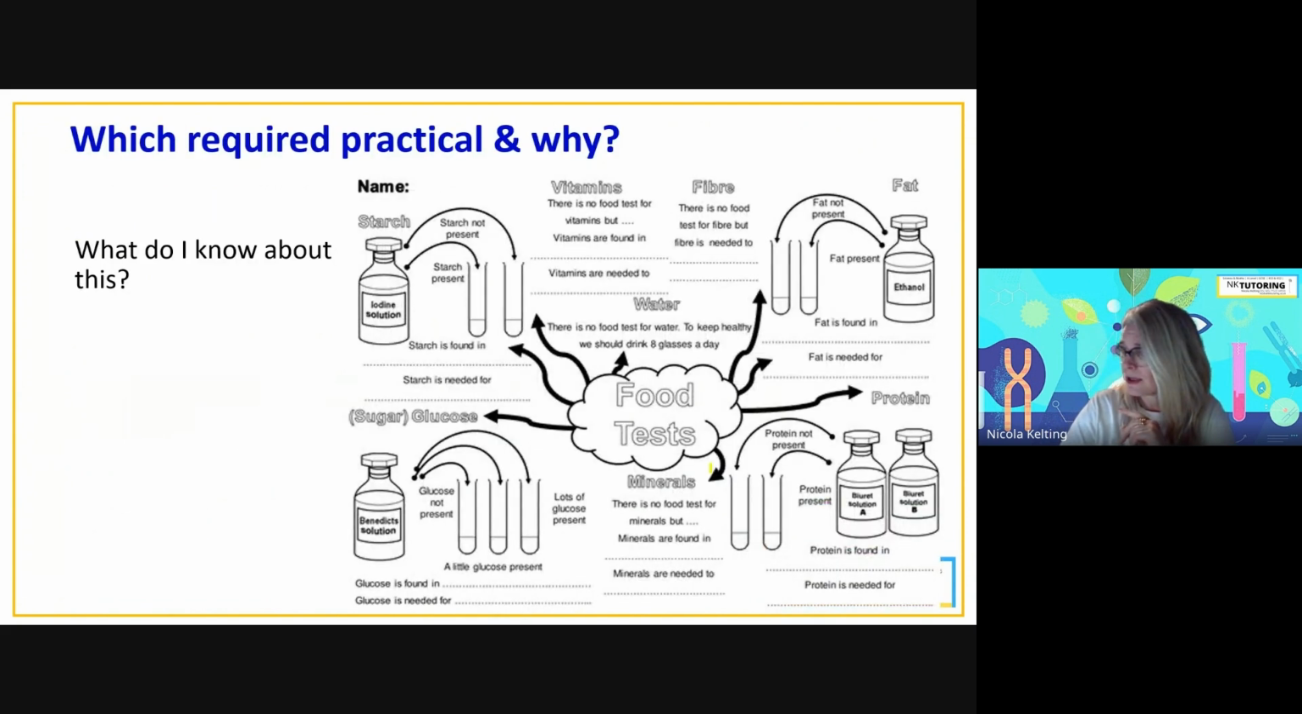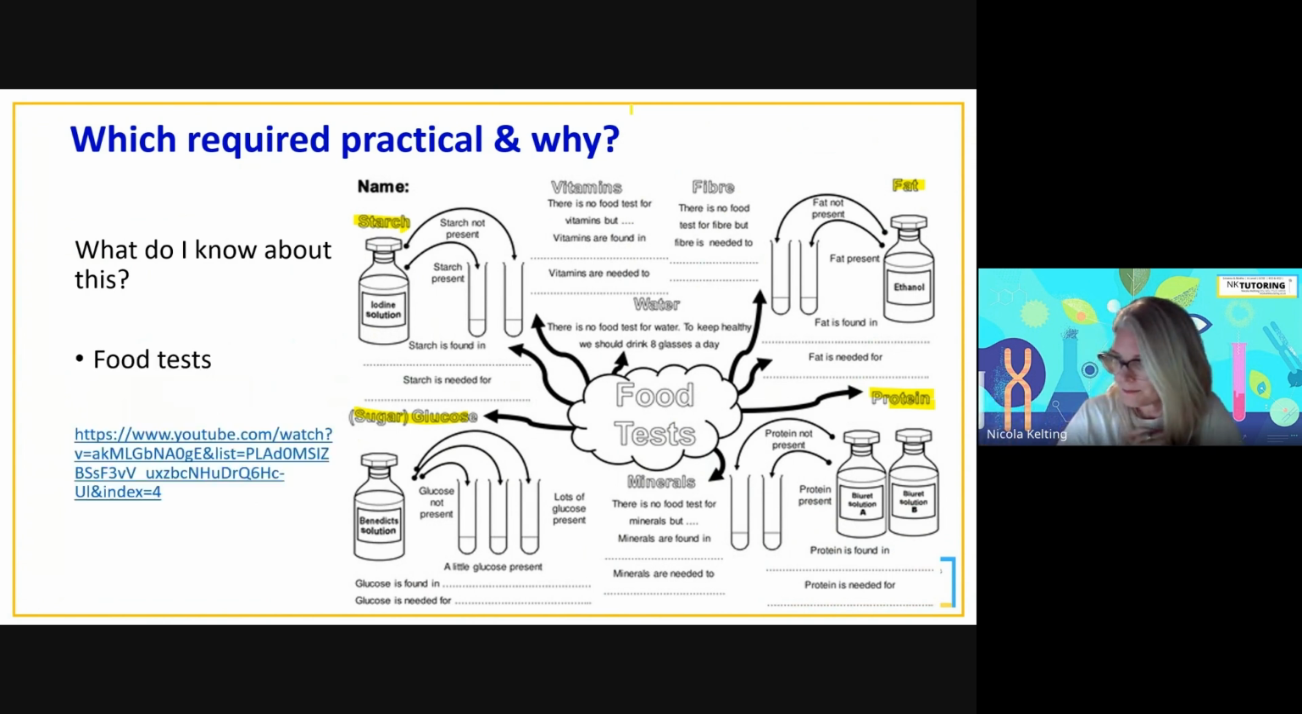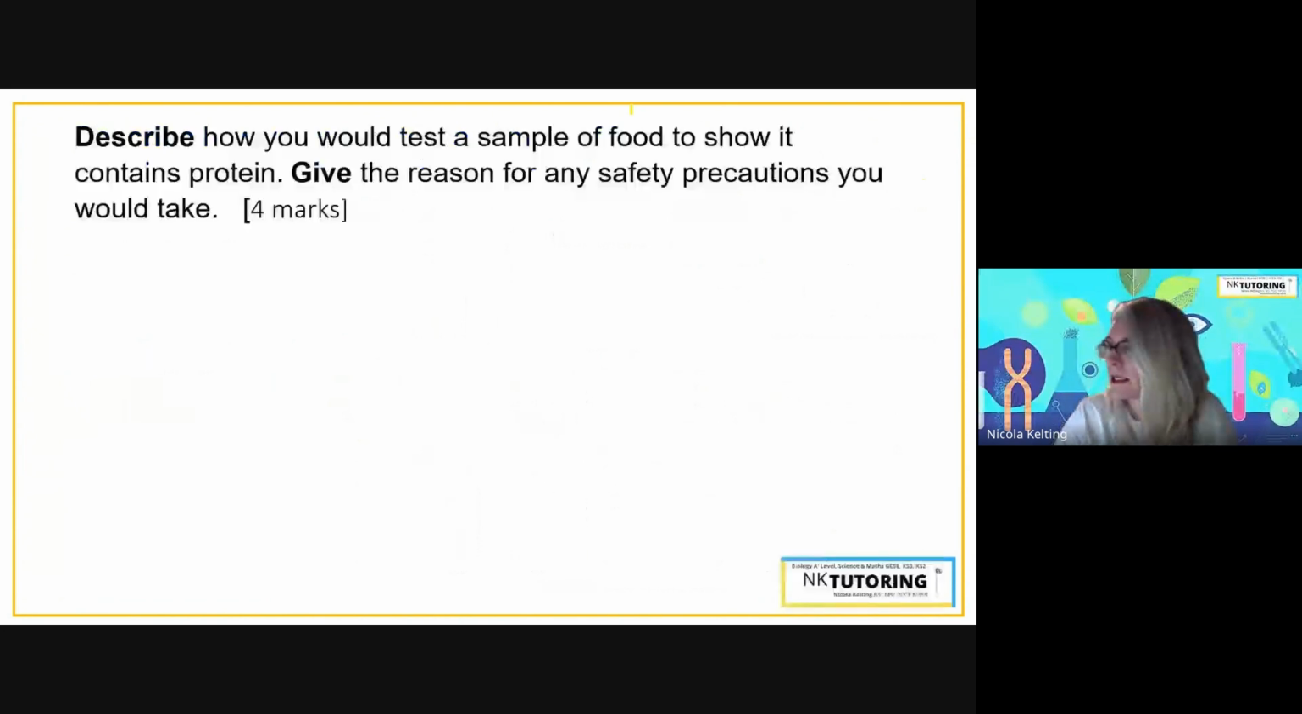So just going through this, it could be a useful way that you could revise thinking about food tests for biology. The actual tests you need to know about are starch, sugars, glucose, fats and protein. Yes, there's some revision there for minerals, fiber, water, vitamins, but they're not part of the food tests. So those are the 4 that you need to know about. And there's a link there to the practical if you want to recap it.